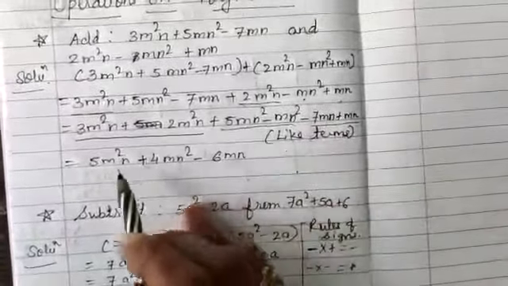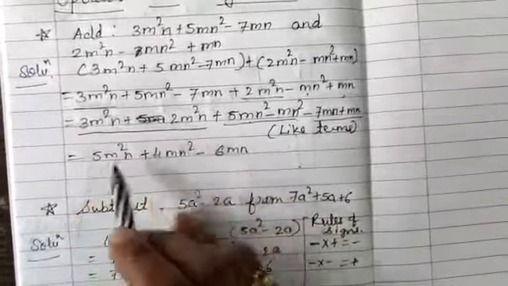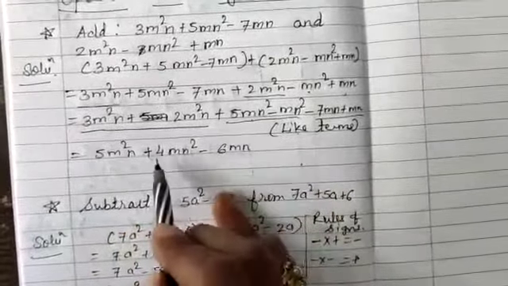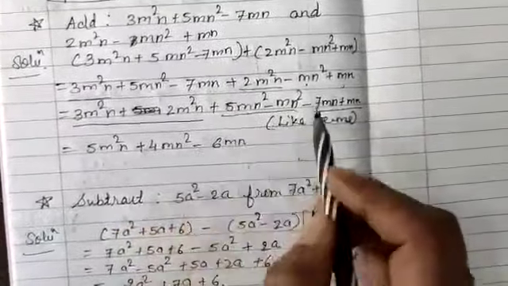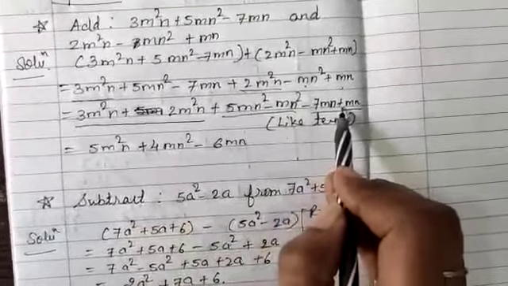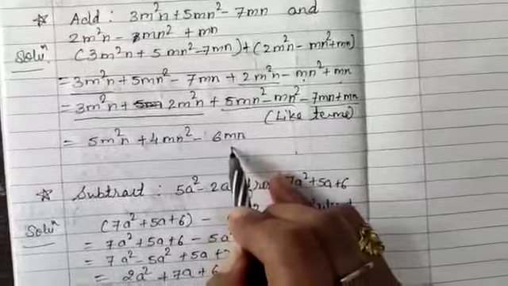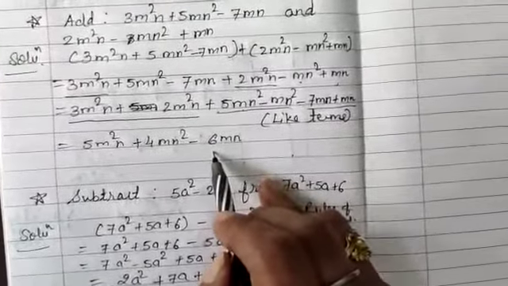And now let us simplify. Now you know 3 plus 2 is what? 5. So 5m square n. Plus 5 minus 1 is what? 4. So plus 4mn square. Minus 7 plus 1. Minus 7 plus 1 is what? Minus 6mn. Okay, so after collecting the like terms, you have to simplify.